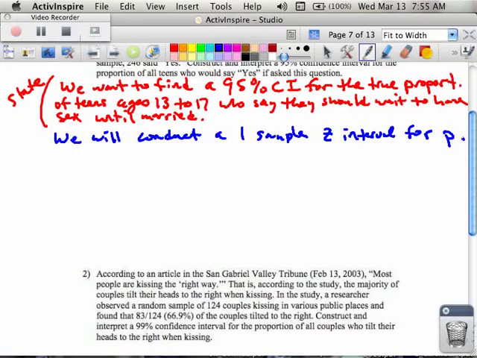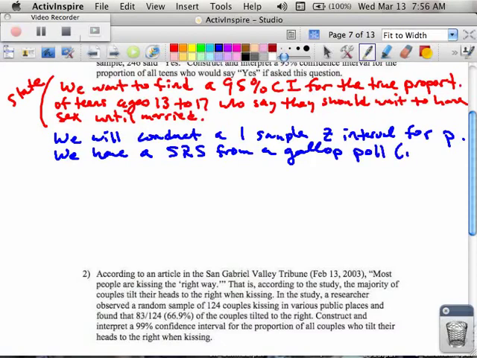So first of all, we say we have a simple random sample from a Gallup poll. This is talking about the independence part when we start talking about that. And let's find out if it's normal. So when we talk about if it's normal, we look at NP is greater than or equal to 10, and N(1 minus P) is greater than or equal to 10.